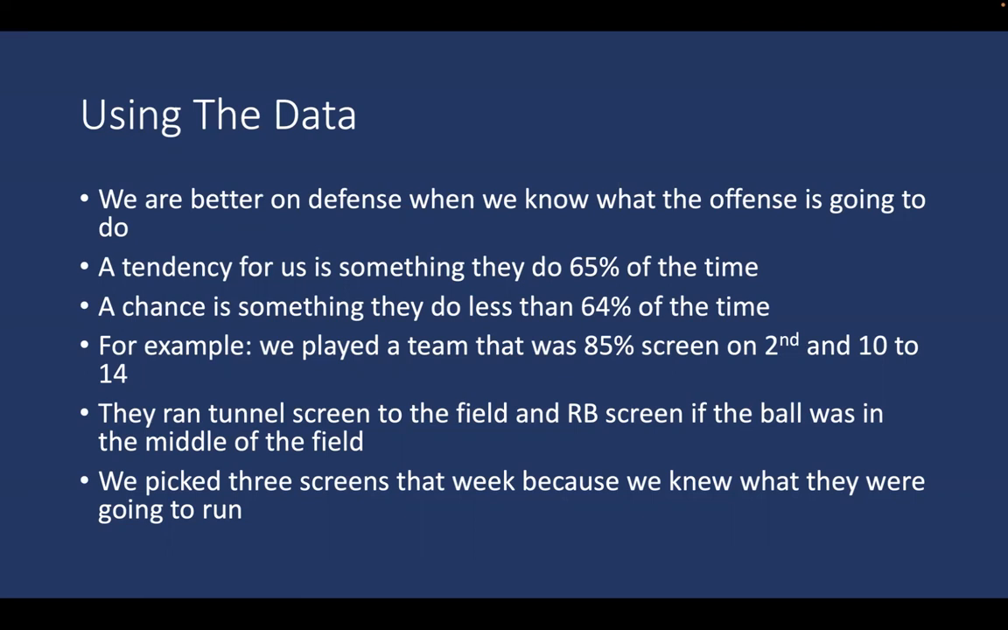We define a tendency as something that is 65% or more. 64% and below becomes a chance. One year we played a team that was 85% screen, 2nd and 10 to 14. If they were on the hash, 2nd and 10, or really 10 or more, it was going to be tunnel to the field. If they were in the middle of the field, it was going to be running back slip screen to whatever side the back was set. We picked 3 screens off that week.